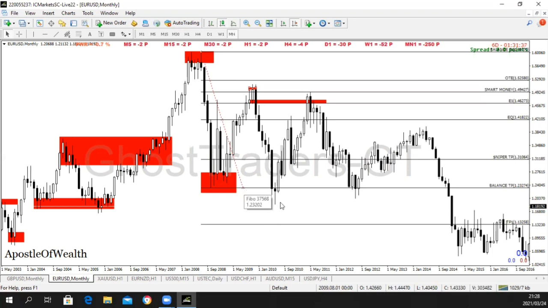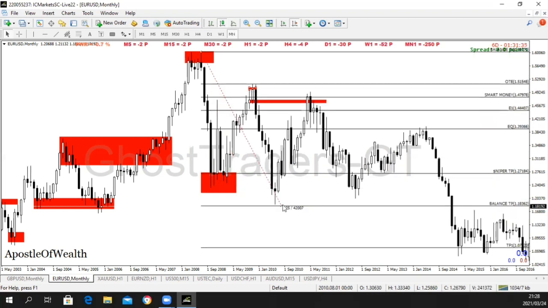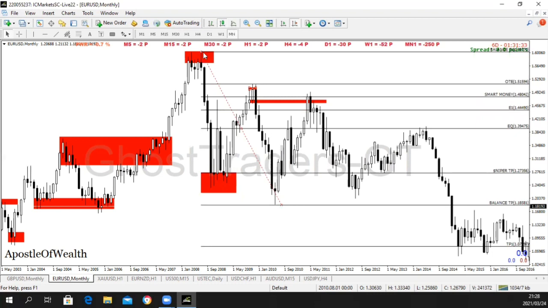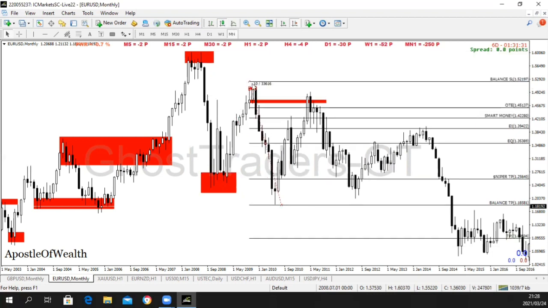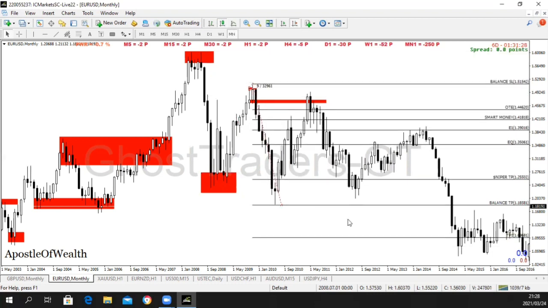Same thing if you can put your fib here at this level. As long as your fib lines up with your order flow, you're going to find something. Price pulls back.